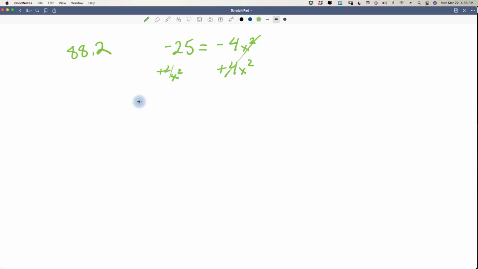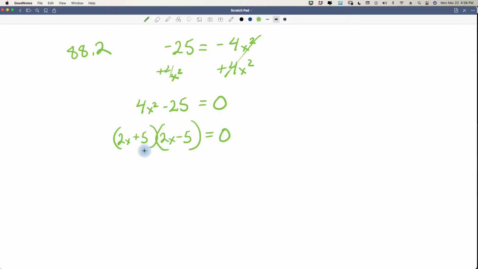This cancels, so this becomes 4x squared minus 25 equals 0. All right, what do we know about this? We have a perfect square minus a perfect square. So all we have to do is set it up. 2x times 2x is 4x squared. So this is 2x, 2x, right? And then we have negative 25, so it's going to be positive 5, negative 5 equals 0.